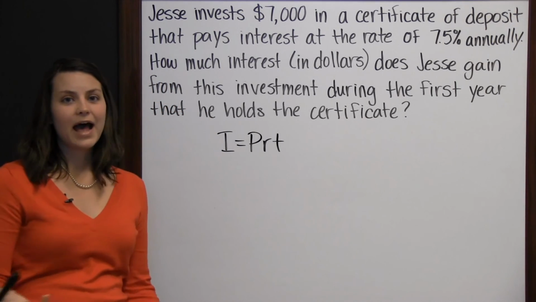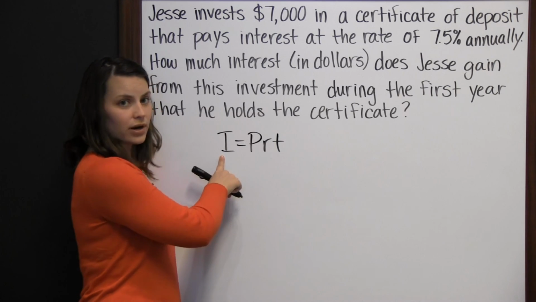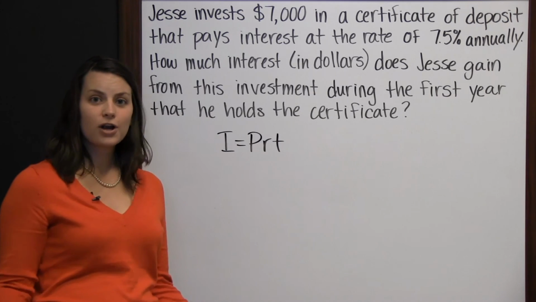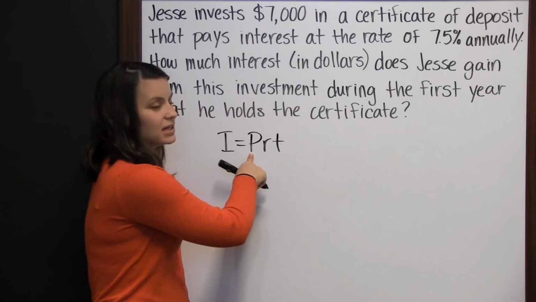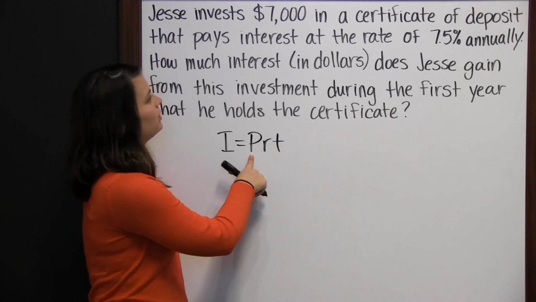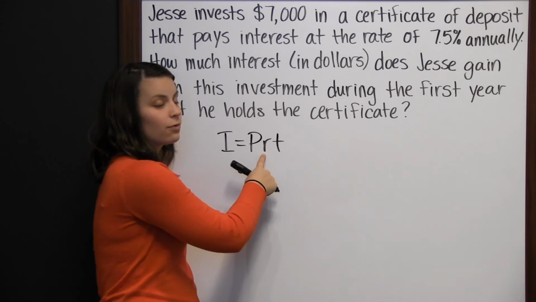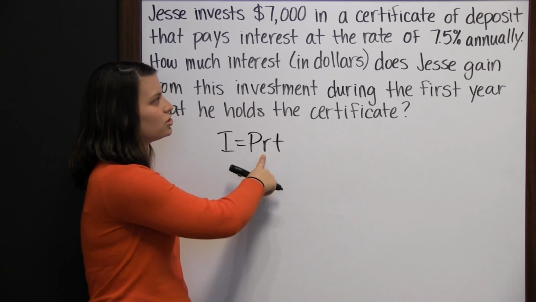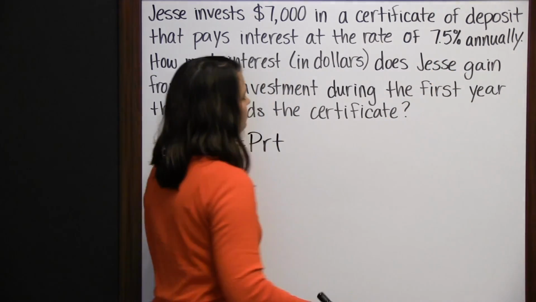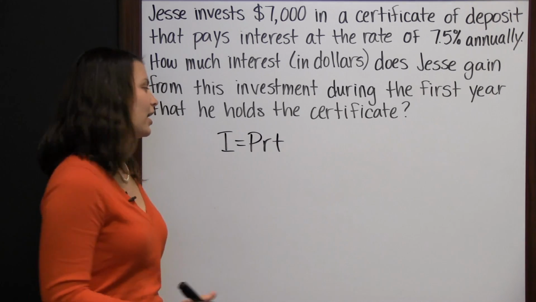And some people call it IPERT, just as a way to remember it. The I stands for the interest, the amount of interest in dollars, like what we're trying to find. P stands for principal, or the amount that's being invested initially. That would be our $7,000. The R is the rate, or the percentage, but written as a decimal. So we're going to take 7.5% and write it as a decimal. And that'll be our rate. And then T stands for time.